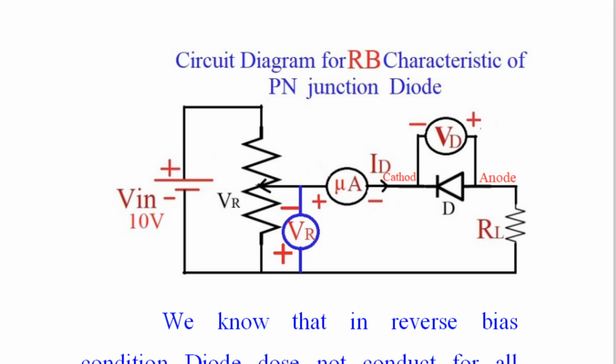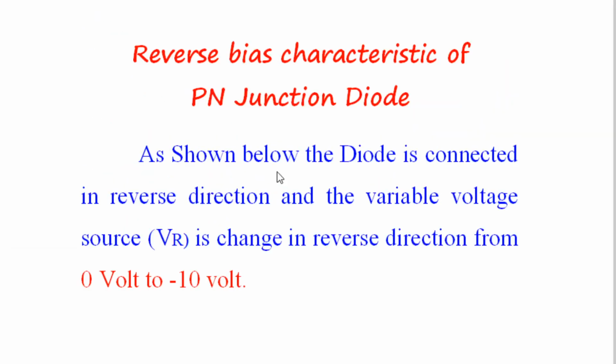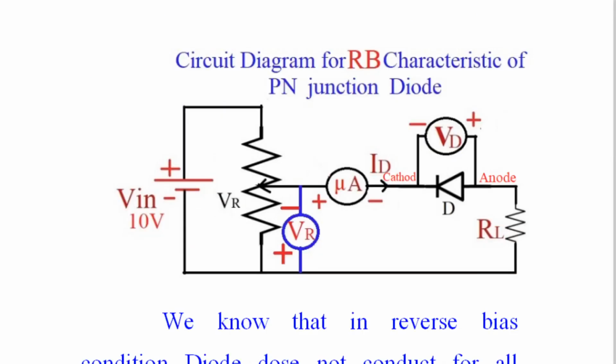This diode is reverse biased, and in this statement that is what we have mentioned. As shown below, the diode is connected in reverse direction and a variable voltage source is applied in reverse direction to the diode, because we have reversed the direction of the diode.